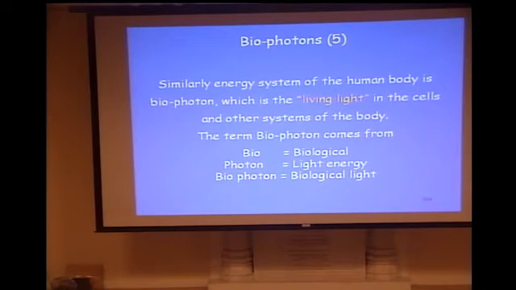Now, a similar energy system in the human body is called biophoton, which is living light in the cell. We have hundreds of thousands of cells. They all have some kind of living light, which we call biophoton. So we're going to explore what those biophotons are. Bio means biological, photon means light energy. So biophoton is biological light. Another word for it is ultra weak photon emission.